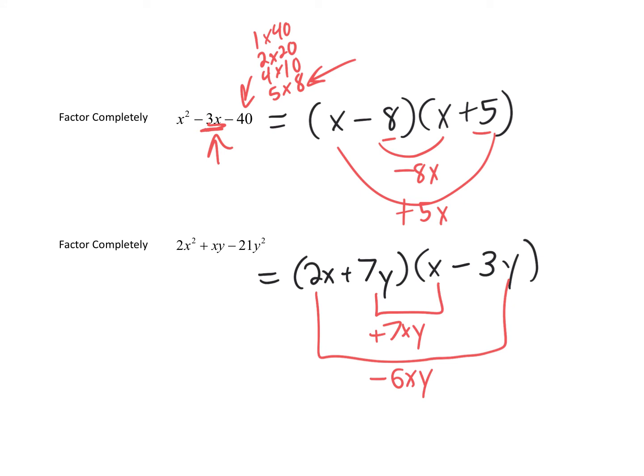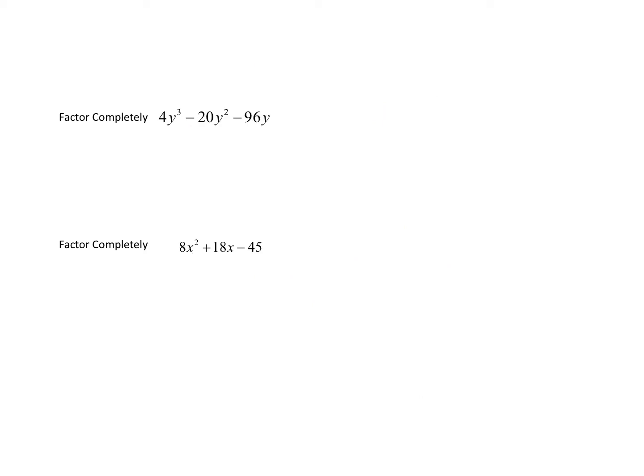Now this has always been the method I use, which is I refer to it as reverse FOIL, if you will. There are some other methods out there, and do what works for you if you have a different method. Here's a couple of more examples. Now this first trinomial, you'll notice that everything is a multiple of 4y. So we can take out a factor of 4y, leaving us with y squared minus 5y minus 24.